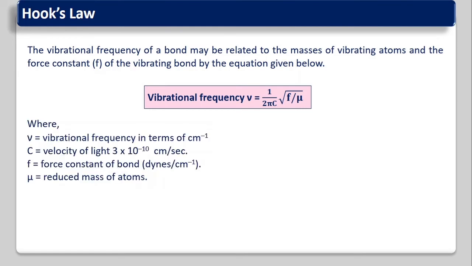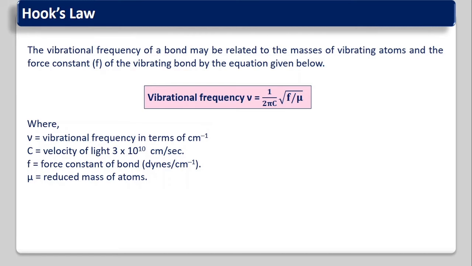Where nu is the vibrational frequency in terms of centimeter inverse. c is the velocity of light, that is 3 into 10 raised to 10 centimeter per second. f is the force constant of the bond, in dyne per centimeter. This depends upon the strength of the bond. If the bond is stronger, then the force constant will be higher. If the bond is weaker, then the force constant will be less. mu is the reduced mass of the atoms.